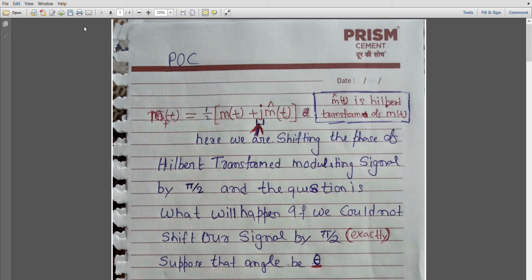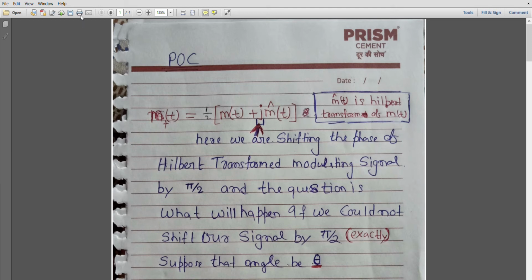My name is Akshat, and my question is: in generating a single sideband modulated signal, we phase shift the Hilbert transform of the true signal by pi by 2 and add it to the true signal to generate the complex baseband signal that has a single sideband. Explain what will happen when we are unable to achieve an exact phase shift of pi by 2.